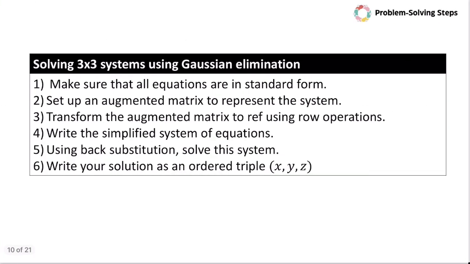So here's how we're going to do all of this all together. Okay, so how are we going to completely solve a system using Gaussian elimination? So we're going to first make sure all our equations are in standard form, then set up the augmented matrix to represent the system. Then we'll transform the augmented matrix to row echelon form using row operations, and then we're going to write the simplified system of equations. Using back substitution, we're going to then solve this system, and finally write our solution as an ordered triple.